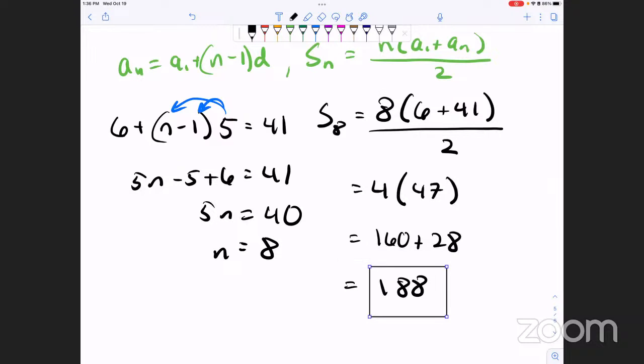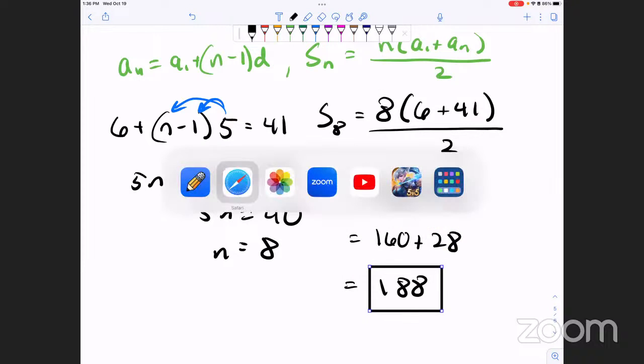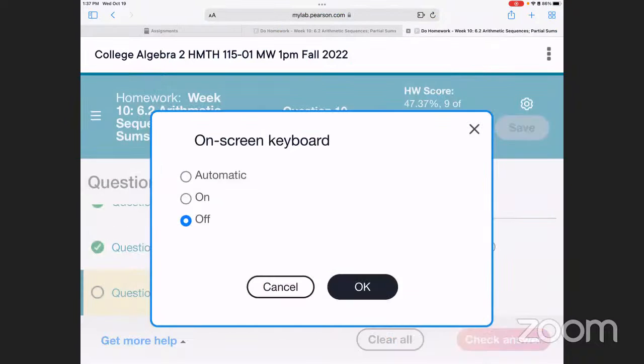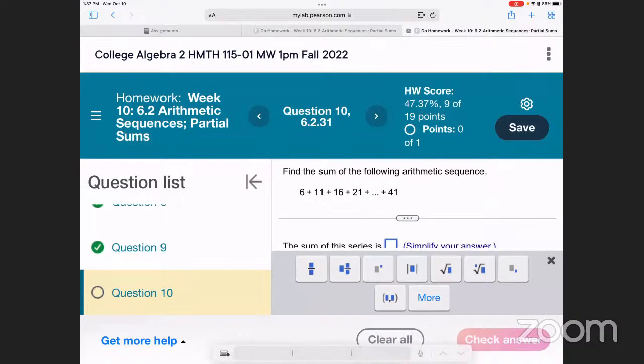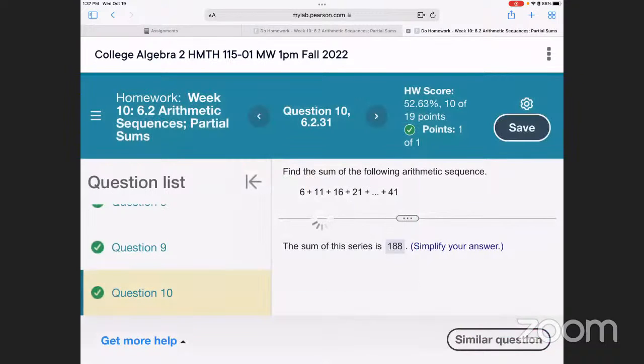Okay, let's submit this and see what we get. That was a repeat of what we did before, just with different numbers. Settings, turn this off. Right, we got 188. Cross our fingers. God is good. All right, that was an adventure.